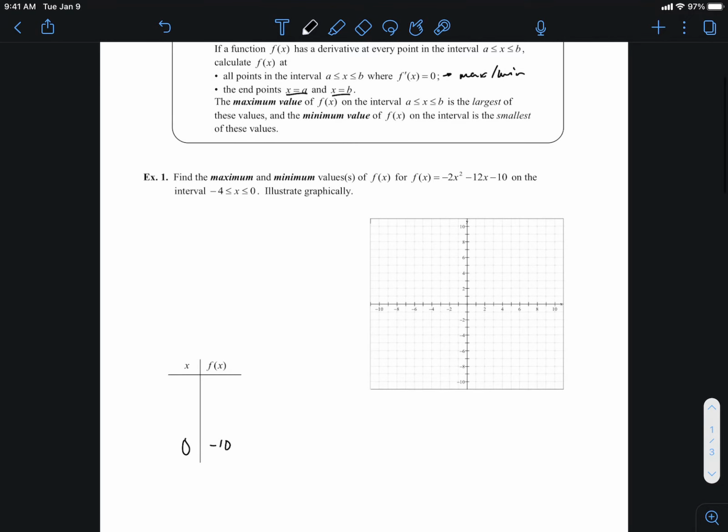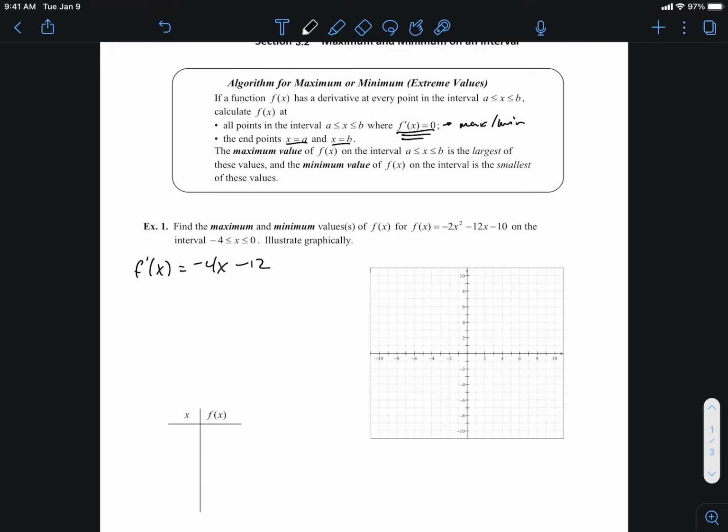And so this is a good little stepping tool to help you with actually doing these questions. So if we jump down and take a look at this first example, this is finding maximum and minimum values for this function. It's just a quadratic on the interval, specifically -4 through 0, for x values. And what you'll see is we want to find the derivative first. So let's derive this f of x function. The derivative here is going to equal -4x minus 12.